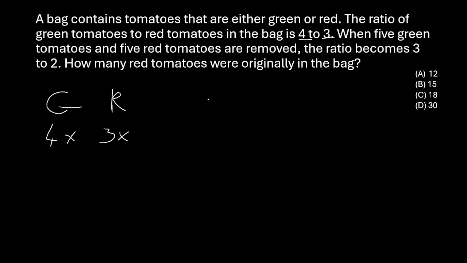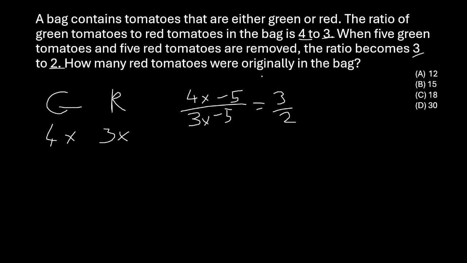When 5 green tomatoes and 5 red tomatoes are removed, the ratio becomes 3 to 2. So we remove 5 green tomatoes, so the green tomatoes become 4x minus 5, and we remove 5 red tomatoes, so the red tomatoes become 3x minus 5. The ratio of these becomes 3 to 2. This will equal 3 over 2. Now we have an equation.